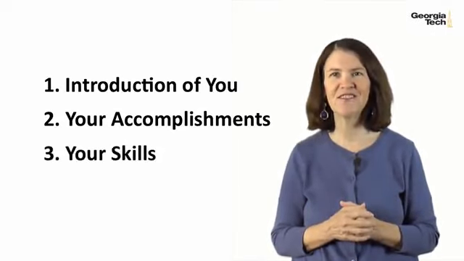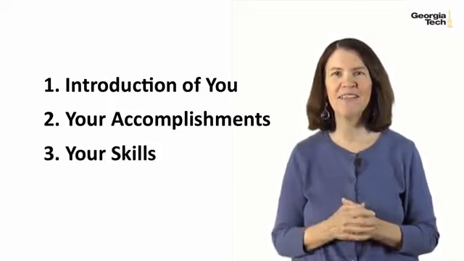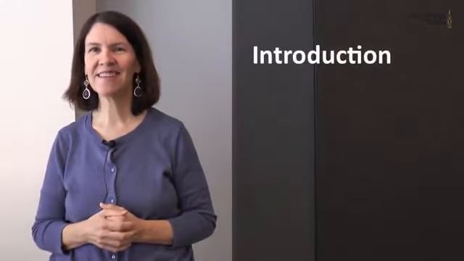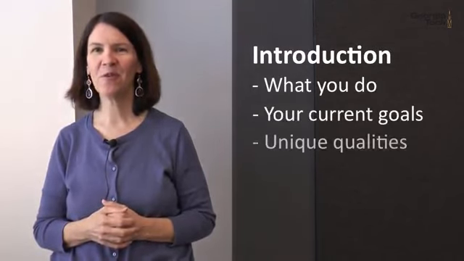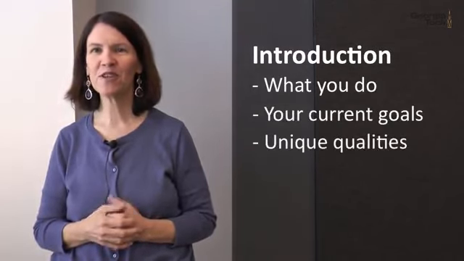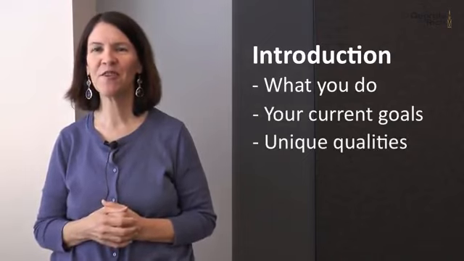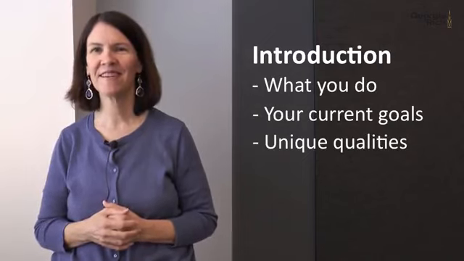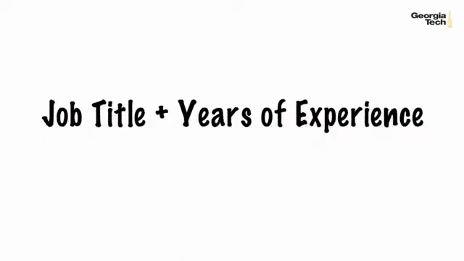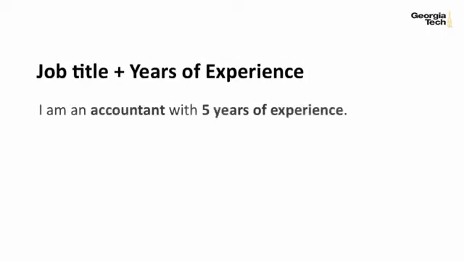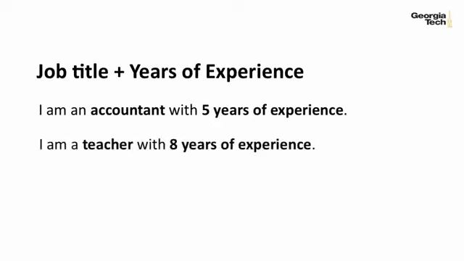Let's look a little closer at each of these parts and how to write them effectively. The first part of your summary is the introduction. This should be 1 to 2 sentences containing what you do, what your goal is right now, and your unique qualities. This part will give the viewers a quick overview and a general impression of who you are as a professional. In the first sentence, start with your job title and your years of experience. For example, you could write, I'm an accountant with 5 years of experience. I'm a teacher with 8 years of experience.